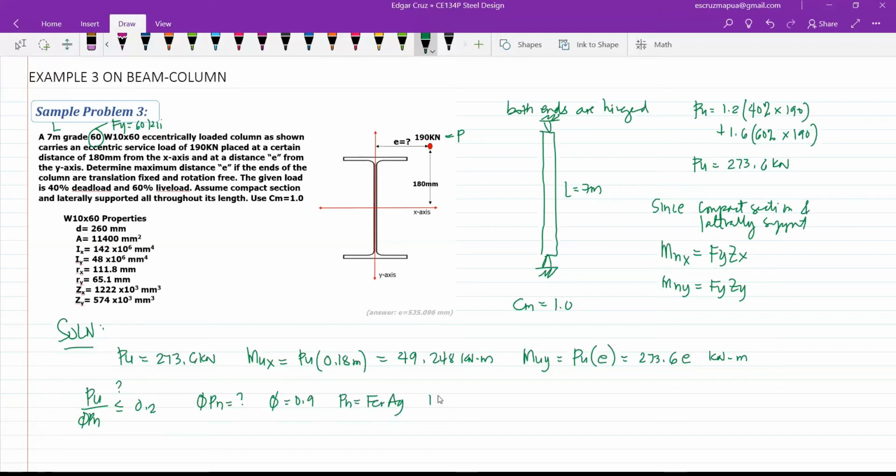Okay, ano yung FCR? FCR depends on the slenderness ratio of the column. So, unahin natin slenderness ratio, KL over R. Ano yung K? Both ends hinge, so 1. Ang length natin is 7 meters, so in millimeters, 7,000. Divided by R. Ano yung R? Wala namang lateral support dun sa member, so yung R natin would be the R minimum, and the R minimum would be the RY. And the RY is 65.1. So, the slenderness ratio would be 107.52688.